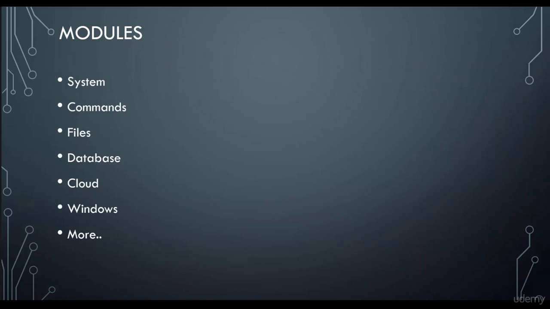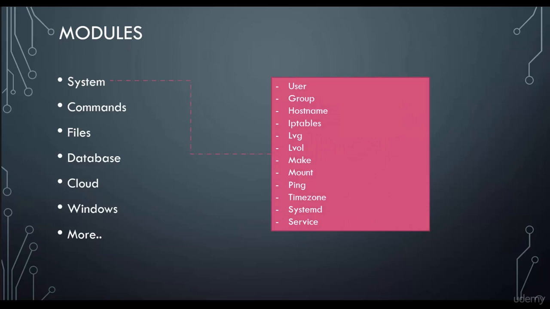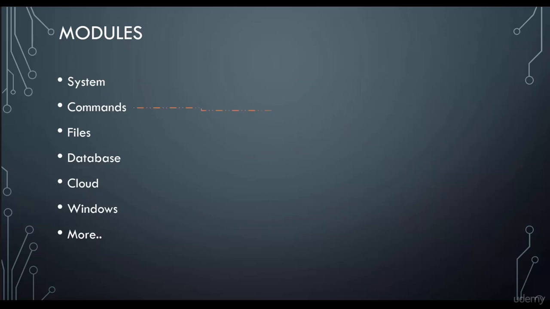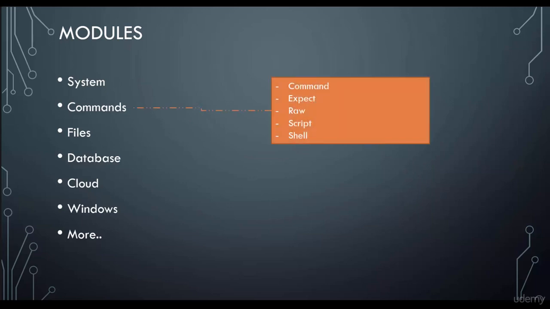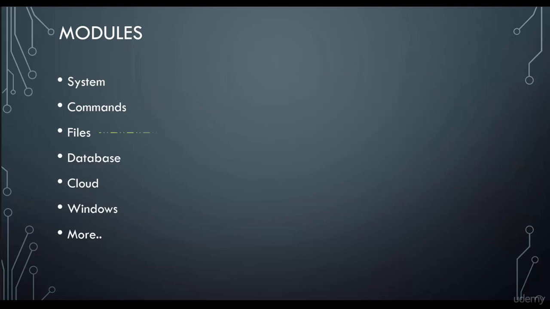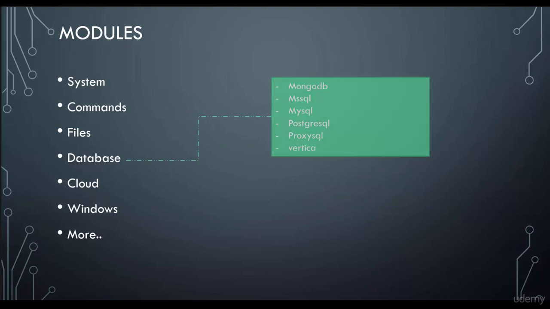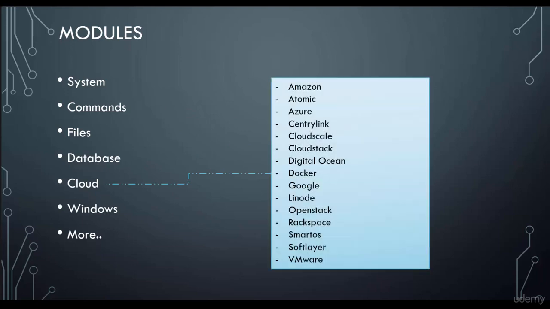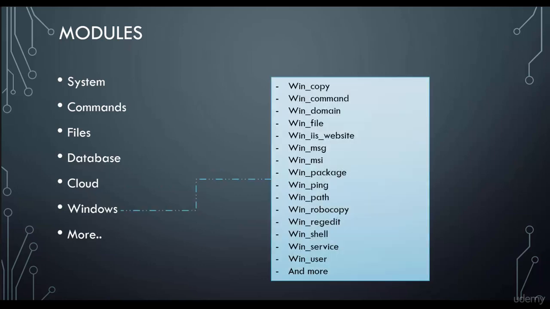We went through a number of Ansible modules available out of the box and how to read documentation and how to use them. For example, we looked at some of the system modules available such as user, group, hostname, etc. We looked at some of the command modules such as command, shell, script, and we also looked at some of the file related modules and some of the database related modules and cloud related modules such as Amazon, Docker, Google, OpenStack, VMware, etc. And then we also looked at some of the Windows modules such as WinCopy, WinCommand, etc.